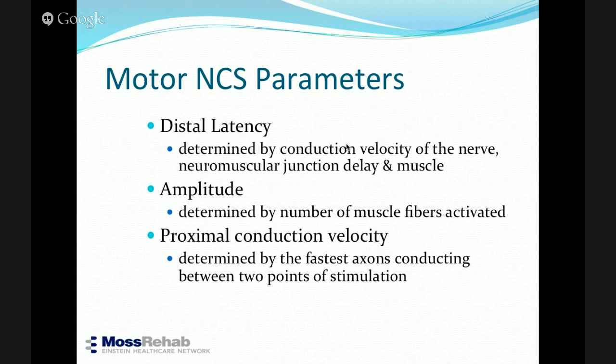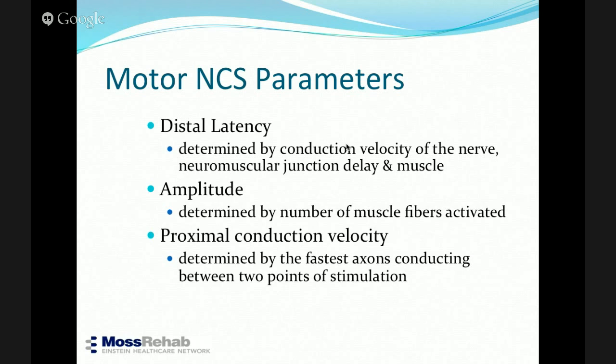So latency is determined by the conduction velocity of the nerve itself, the neuromuscular junction delay, and the muscle. The amplitude is determined by the number of muscle fibers which are activated, right? So if you have a large muscle with a lot of fibers, a lot of axons, you're going to have a larger amplitude. When you look at a very small muscle, you may have less amplitude, but the density of the muscle fibers under your electrode also is going to make a difference.